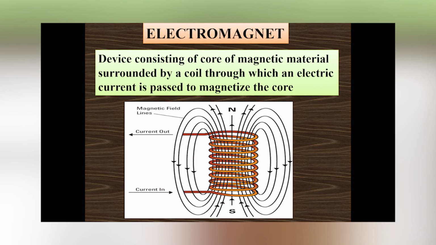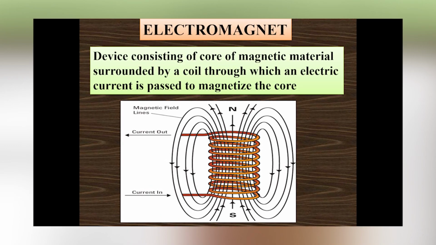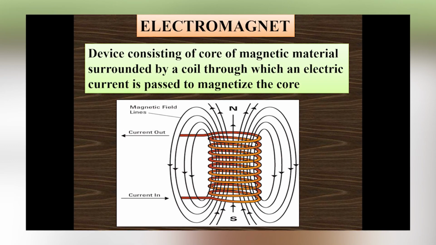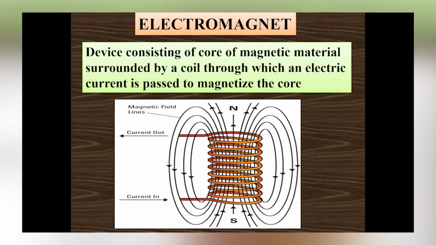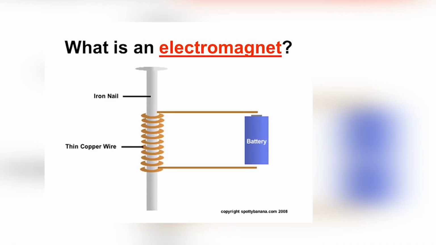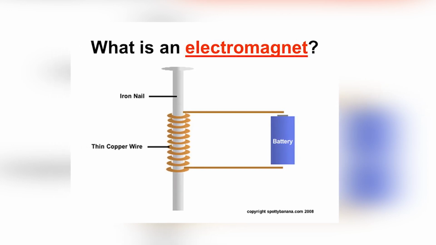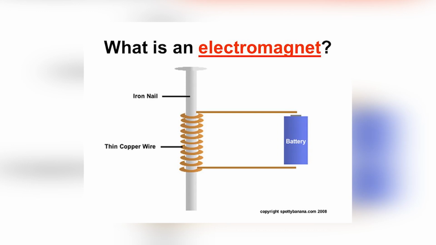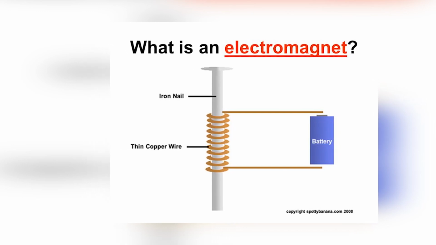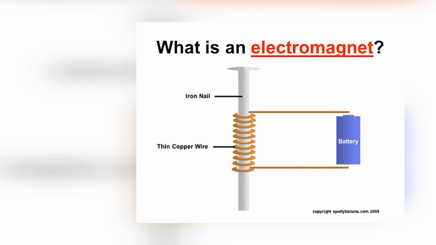An electromagnet is a device consisting of a core of magnetic material surrounded by a coil through which an electric current is passed to magnetize the core. We have a core of magnetic material like iron or something. That core is surrounded by a coil. When we pass electric current through the coil, the core is magnetized. That is, the magnetic material in the core becomes a magnet.